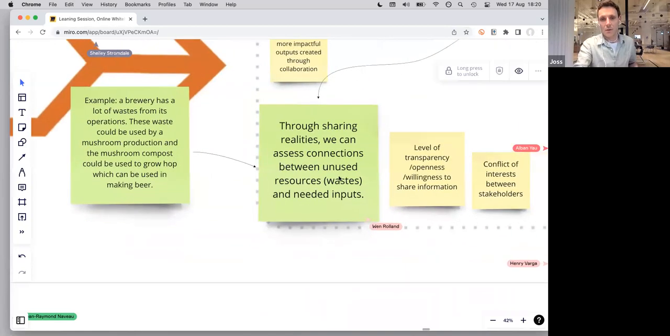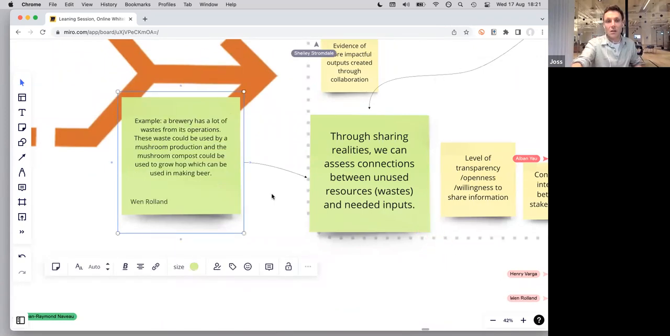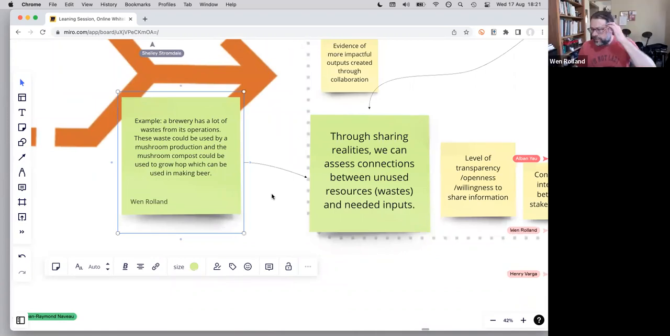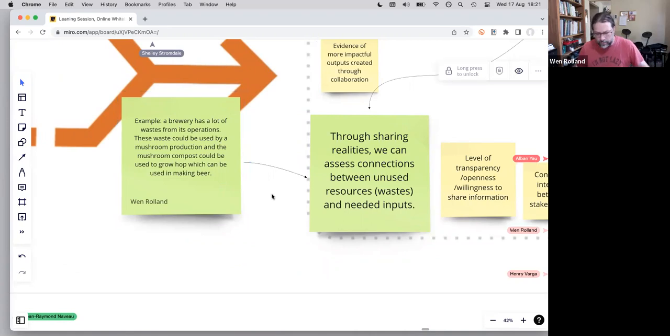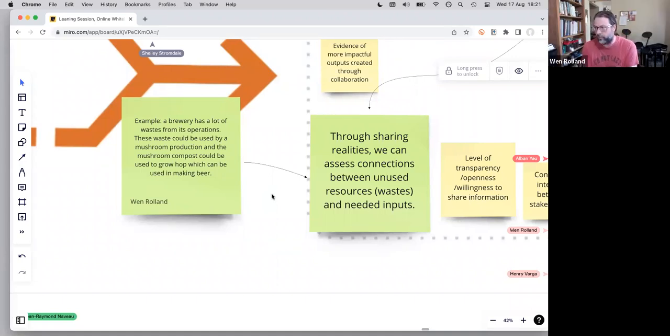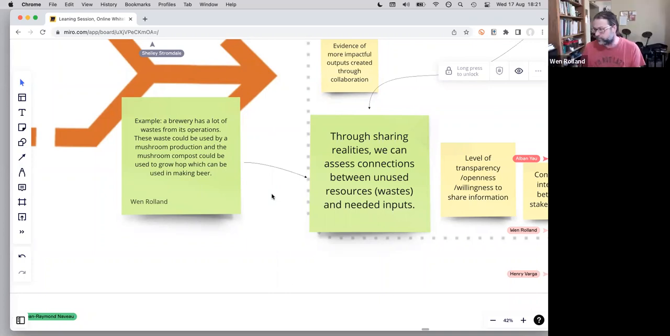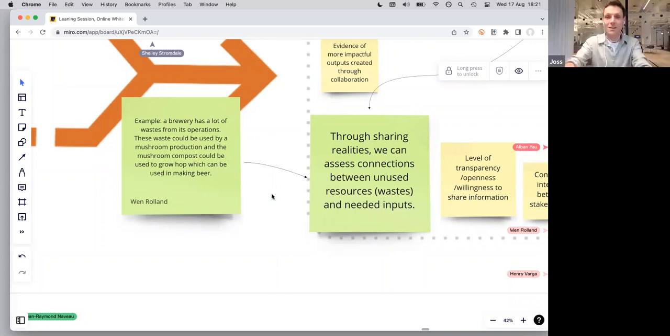Okay, this one here, example, a brewery. So this was our people through sharing realities. Yeah, so example, a brewery has a lot of waste from its operations. Someone want to tell us about this one? Who is this? Wen, do you want to tell us about this? Yeah, it's an example we have here in Montreal. A brewery is brewing beer, and all the waste from the brewing process is used by a mushroom company growing mushrooms on these wastes. And at the end, it's compost, and this compost can be used to grow the grain that goes into making beer, and, you know, very complete circle in there. Super. Lovely example of a synergy.